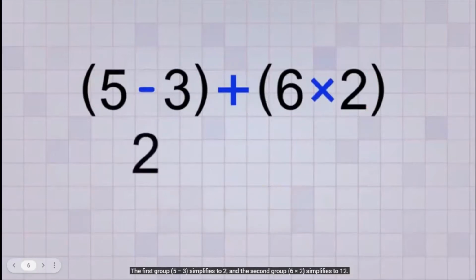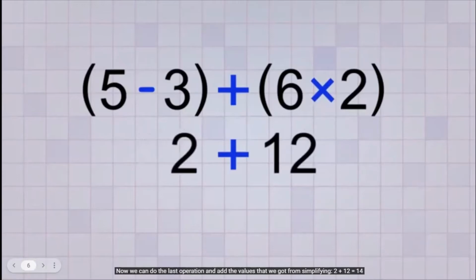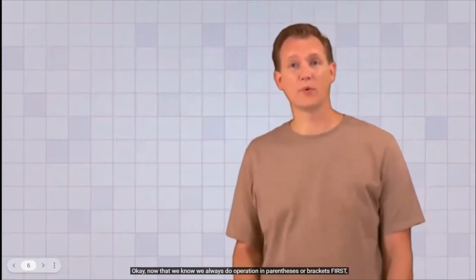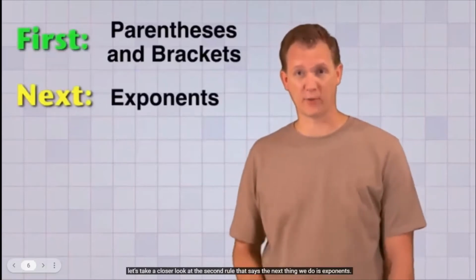And the second group, 6 times 2, simplifies to 12. Now we can do the last operation and add the values that we got from simplifying. 2 plus 12 equals 14. Okay, now that we know that we always do operations in parentheses or brackets first, let's take a closer look at the second rule that says the next thing we do is exponents.